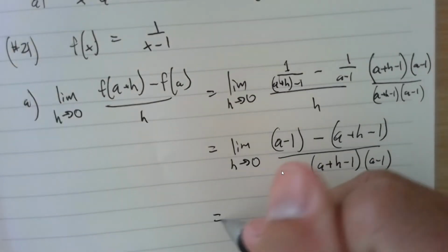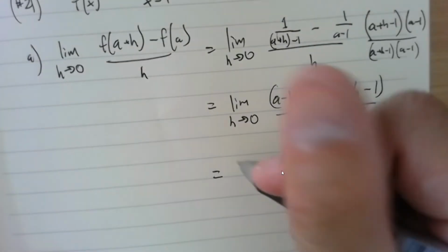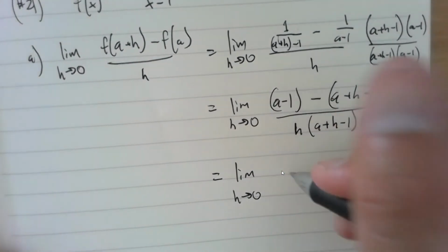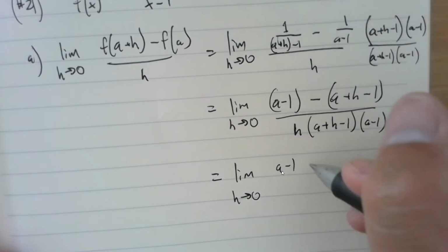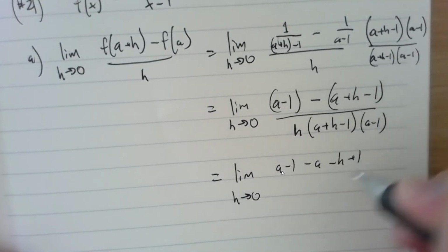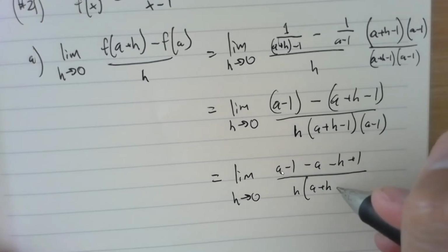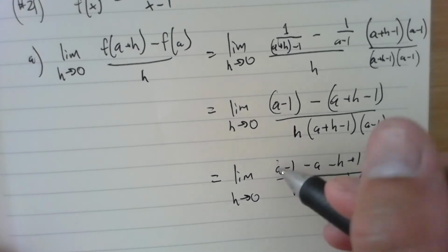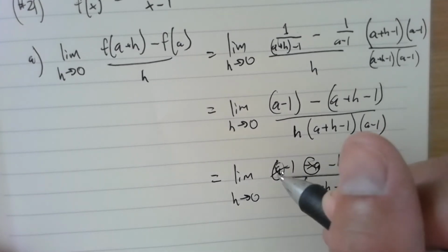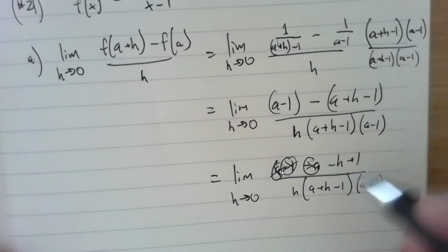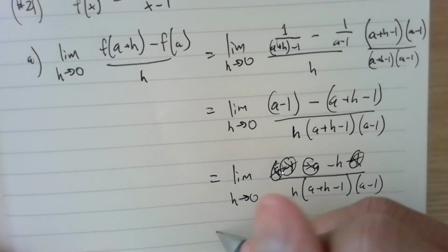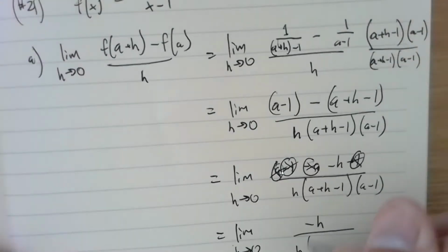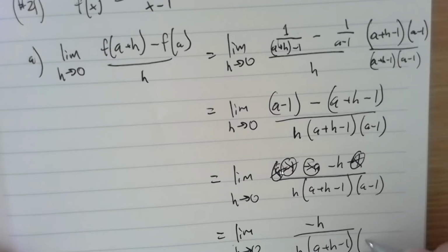Let's try to see if we can simplify this. It's always really scary, but just try your best and do what you can. So it's going to be a minus 1. Let's distribute that minus, and now it's minus a minus h plus 1, over h times a plus h minus 1 times a minus 1. Okay, let's see what cancels out. The a's cancel out, that's a positive a and a minus a. The negative 1 cancels out. And then you're left with this: the limit as h approaches 0 of negative h over h times a plus h minus 1 times a minus 1.